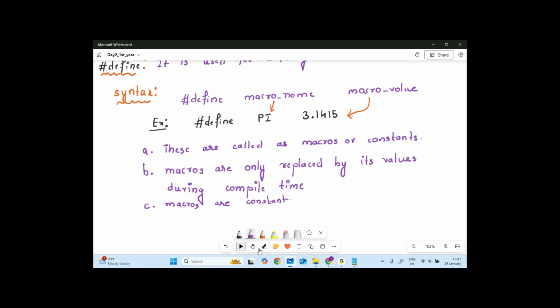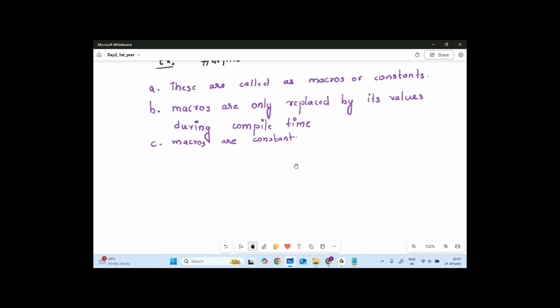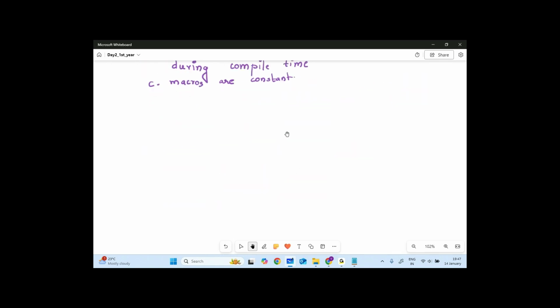Now I have a small question just to understand. In mathematics, have you come across something like f of x is equal to 2x plus 1? What is f of 4? Have you come across these kinds of expressions in mathematics?